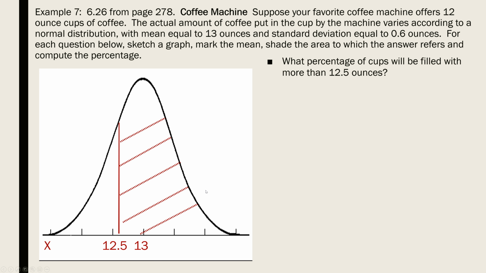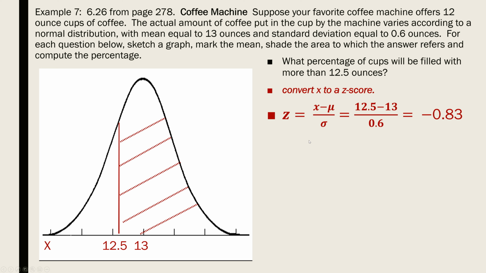Since we are interested in what percentage of cups will be filled with more than 12.5 ounces, the right part should be the shaded area. Next, we want to convert x to a z-score. Use the same formula. We have z-score equals negative 0.83.